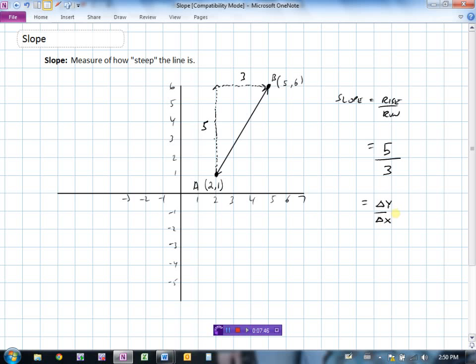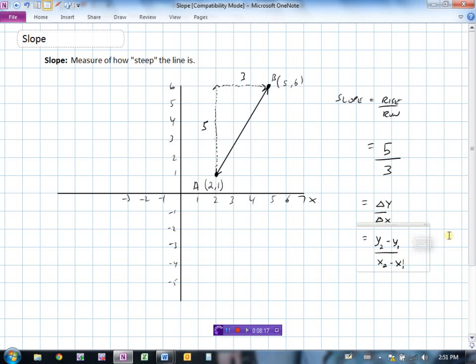So the change in y will always give you your rise, what happened to the y values. And the change in x, being the horizontal axis here, will give you the change in your x values, which is your run. So another formula for finding slope would be to subtract the two y values. So the y value of the second point minus the y value of the first point, divided by the x value of the second point minus the x value of the first point.